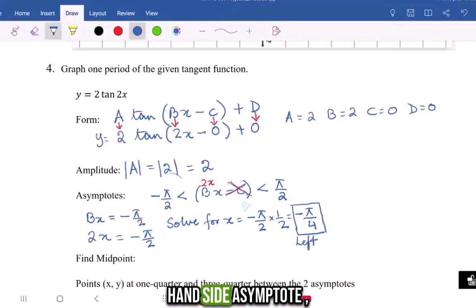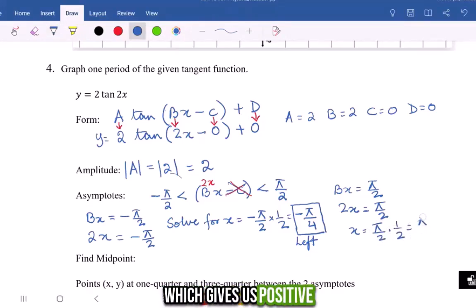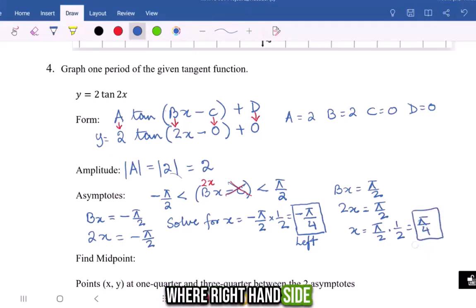For the right-hand side asymptote, do the same thing, but this time we will use pi over 2. First, let me start by writing bx equals pi over 2, and bx is 2x, which is equal to pi over 2. Solve for x. x would be equal to pi over 2 multiplied by 1/2, which gives us positive pi over 4. And that's where the right-hand side asymptote would be located.